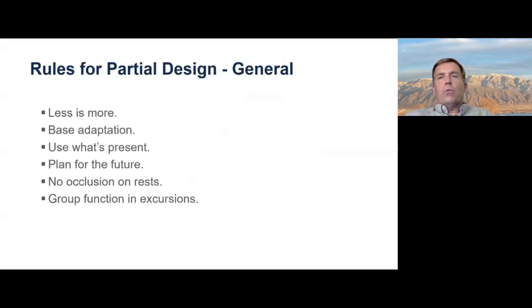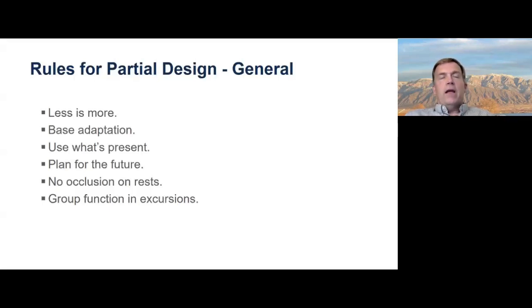Here's a few general rules for partial design. Less is more. If you can do a partial with less elements, that's better. A smaller partial is more hygienic and usually more comfortable. So if you can do something with 3 retentive elements or 4, the 3 is better. Base adaptation, we've talked about that a couple times, very, very important. If the plastic fits the tissue well, the partial will be less mobile.